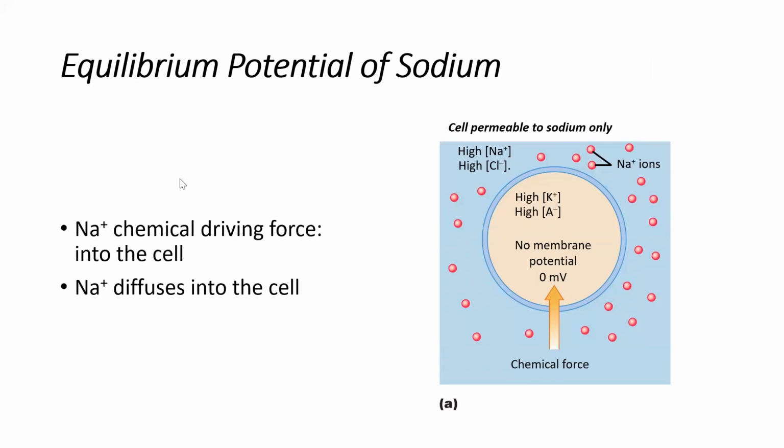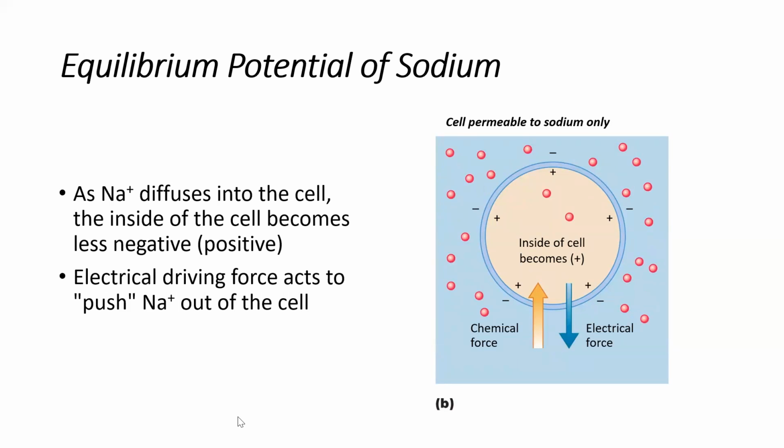So let's now think about the movement of sodium here. We start off once again with our chemical driving force. Because of our concentration gradient, we have more sodium on the outside of the cell, less sodium on the inside of the cell. We have a chemical force, or a chemical gradient, that wants to move sodium onto the inside of the cell, right? That's going to be high to low concentration movement.